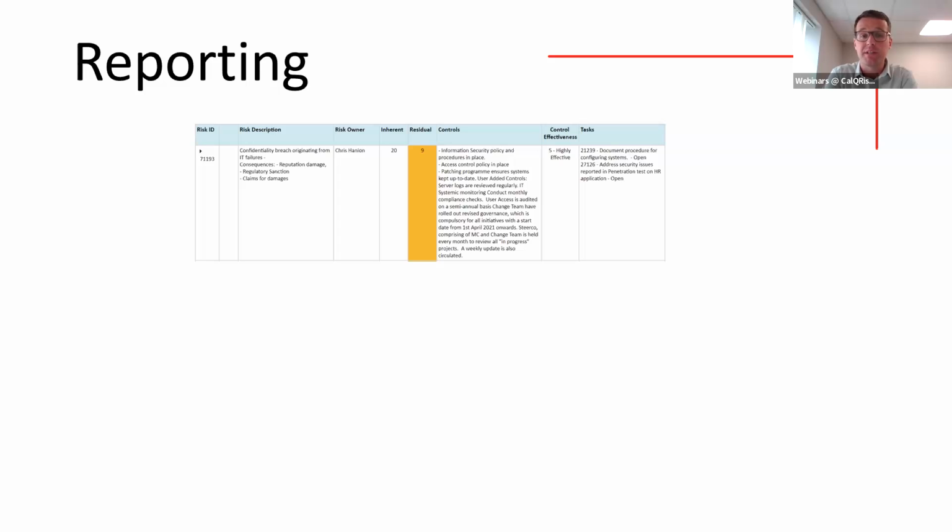I have a risk owner, which is myself, my inherent risk, my residual, all the good stuff we're doing, all the controls we have in place. I've put in a control effectiveness label as well. And then I have all the tasks. So that could be our corporate level risk register.